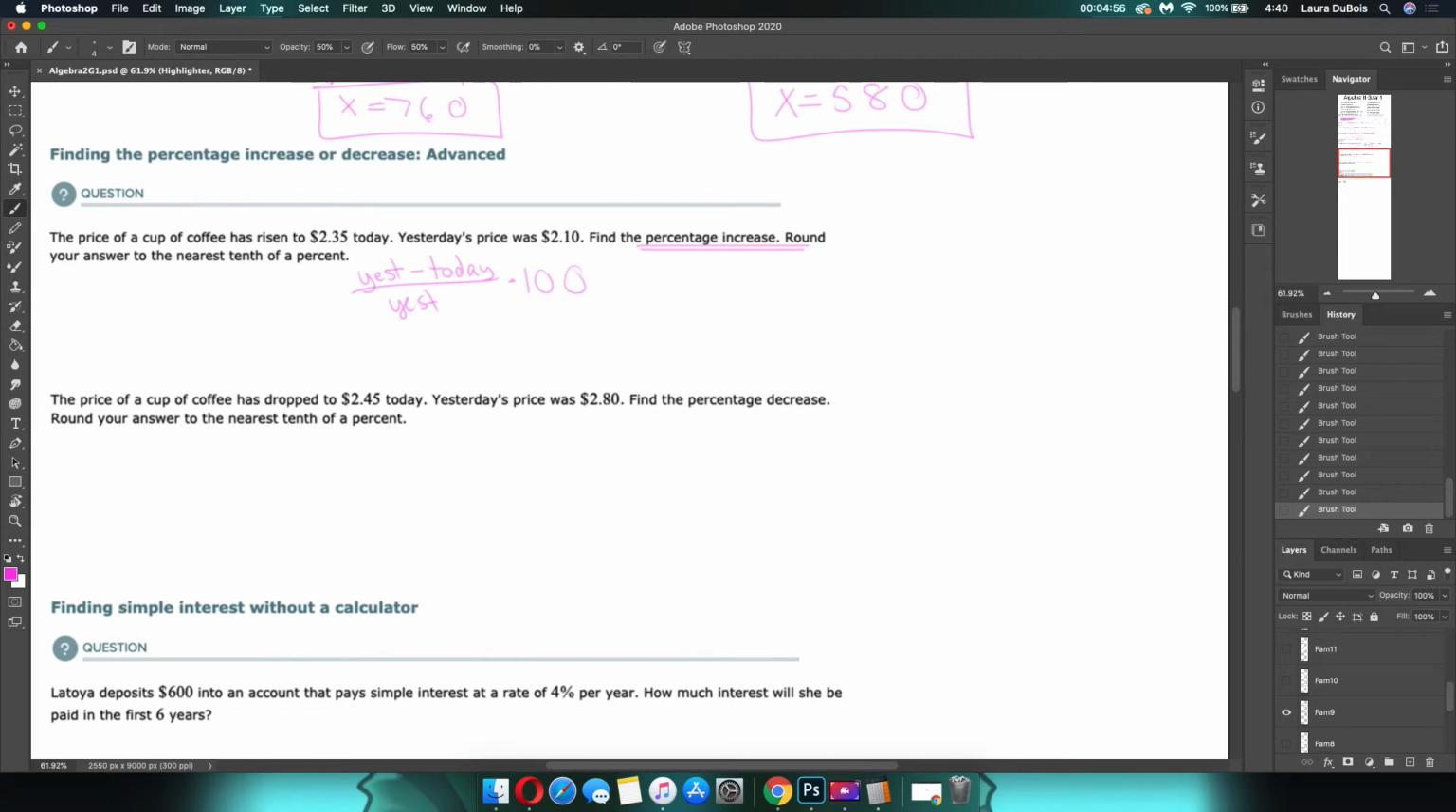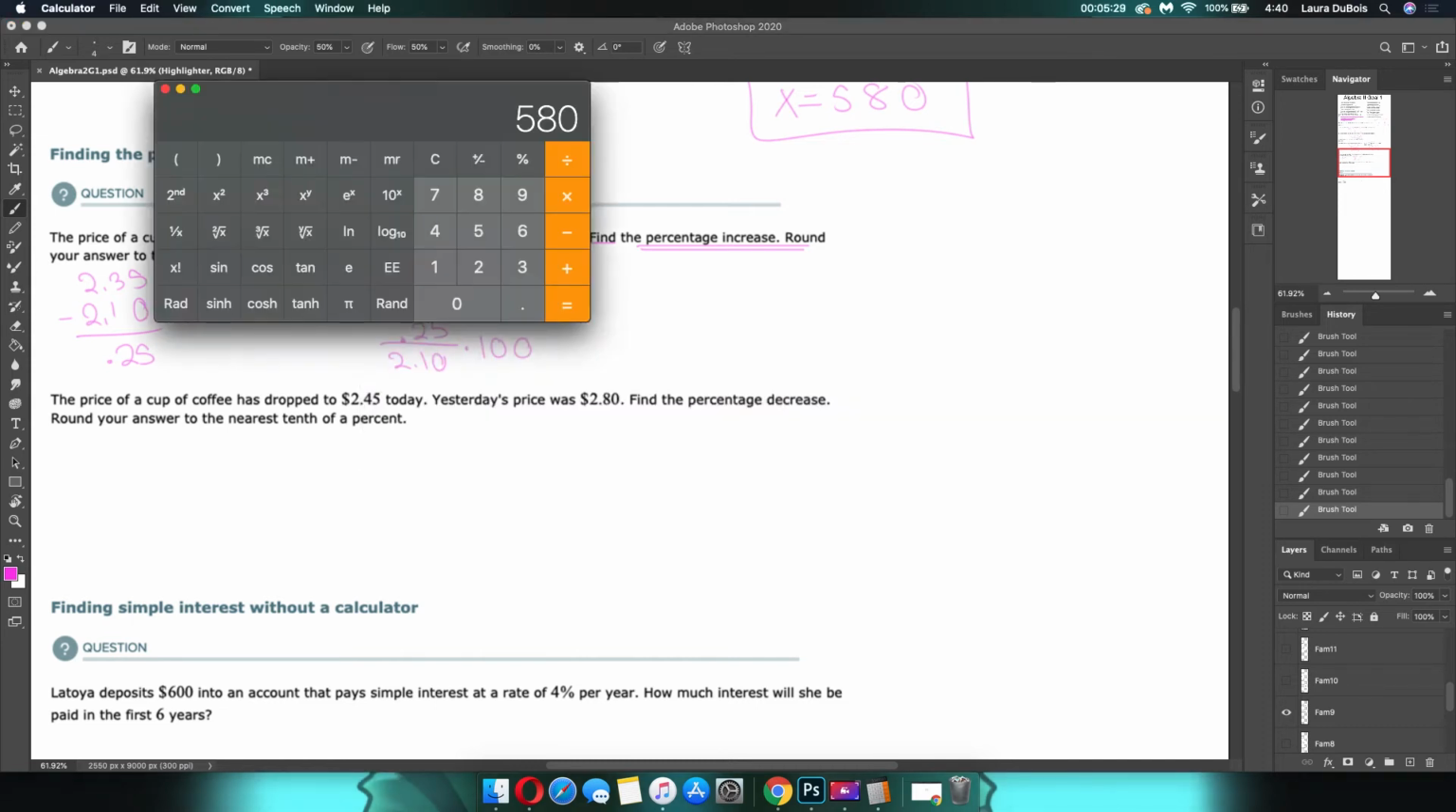So let's see here. If we're looking at 235, and then we have to subtract the 210. When I talk about this in class, I always talk about the jump. What's the jump from 210 to 235? Because that means you're doing subtraction. It is 25. That's what goes up top. 25 divided by which number is yesterday? 210, times 100. And you can already see it says round to the nearest tenth of a percent. So you know when we plug this in, it's going to be some ugly mess.